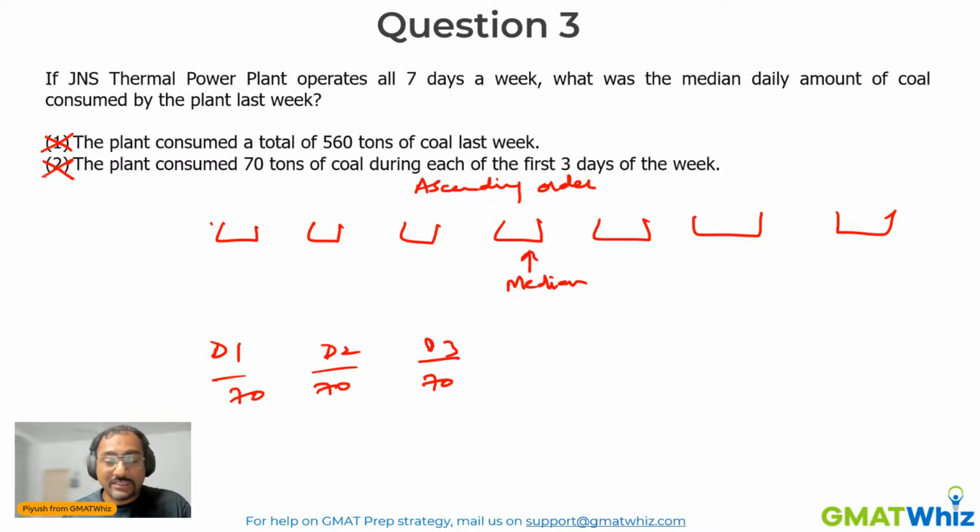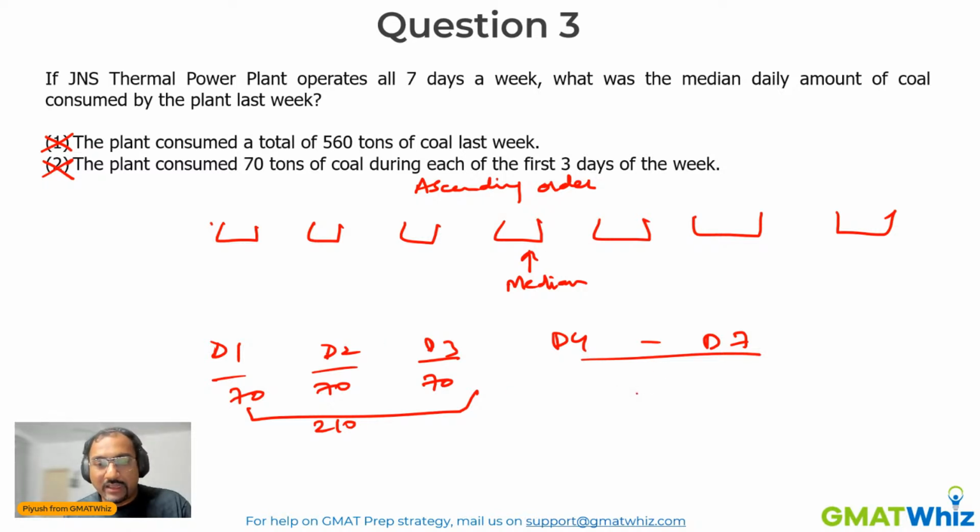Now, if I combine both the pieces of information, I know that on day 1 to day 3, it consumed about 210 tons of coal. So day 4 to day 7, they would have consumed around 350 tons of coal. Now, how did they do this 350 tons? What was the exact distribution? I still don't know it. It's possible that I could have had 70 on one of the days, and on the remaining days, 280 tons could have happened in 90, 90, and 100. So in that case, 70 would be my median.